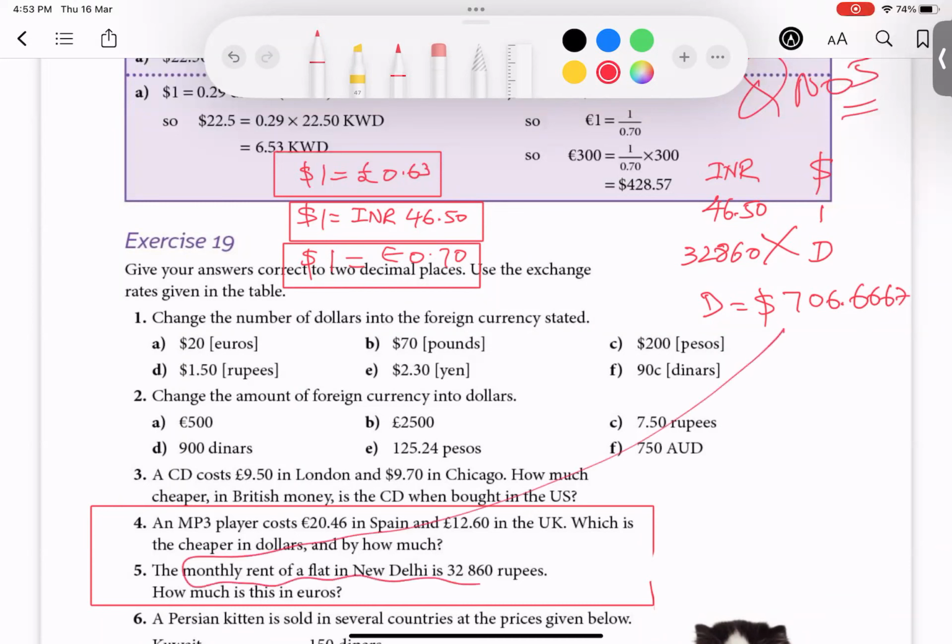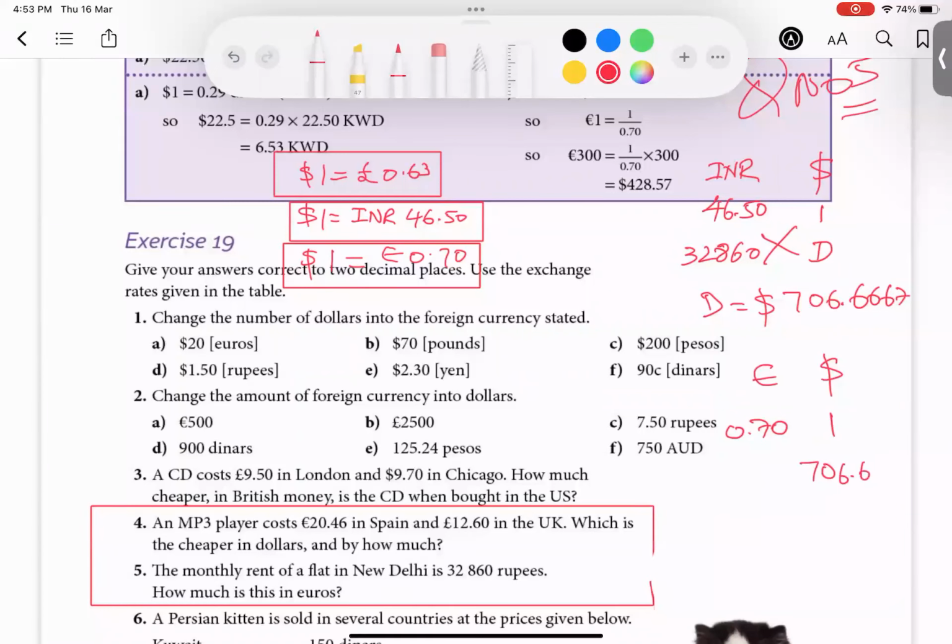Now he's asking: what is the monthly rent in euros? Now I will do the euro currency, dollar and euro. Right here euro and right here dollars. So what is the connection between them? $1 is equal to 0.70 euro. And now I bring this dollar back down. I believe there's nothing hard.